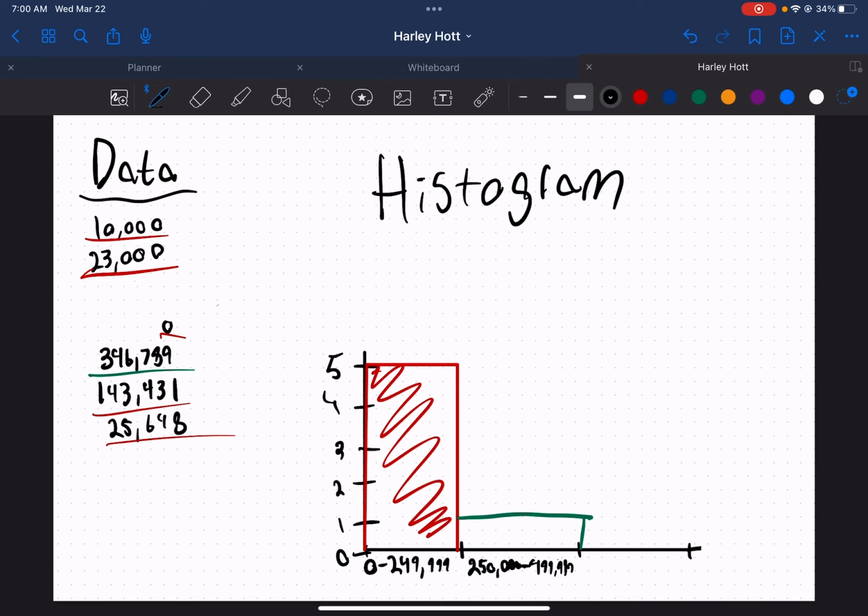We want each interval to be the same size. So this next one will be 500,000, and it will go to 749,999. And here we have no data points that fit that, so we just leave it blank. That's all a histogram is, right? That's all a histogram is.